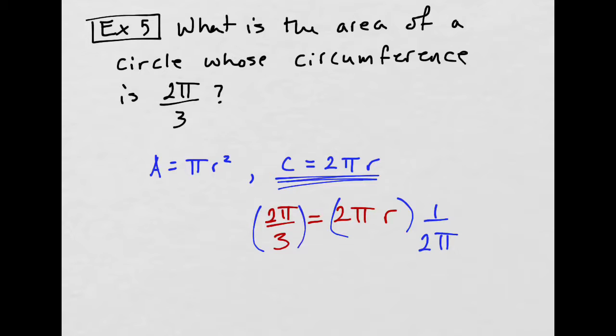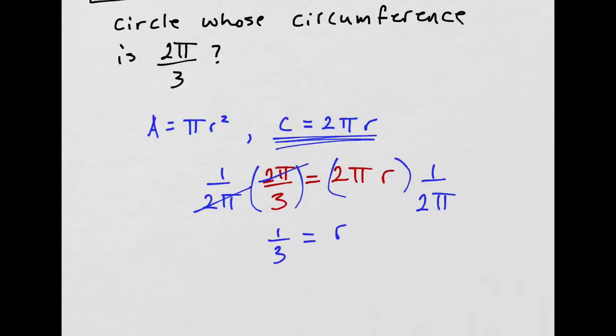Oh, great. Look at that. Isn't that beautiful? So 2 pi cancels out, and I'm just left with a 1/3. So I get 1/3 here, and that equals r. Great. Now I can use my area formula. I just plug in r, which is 1/3, right there.